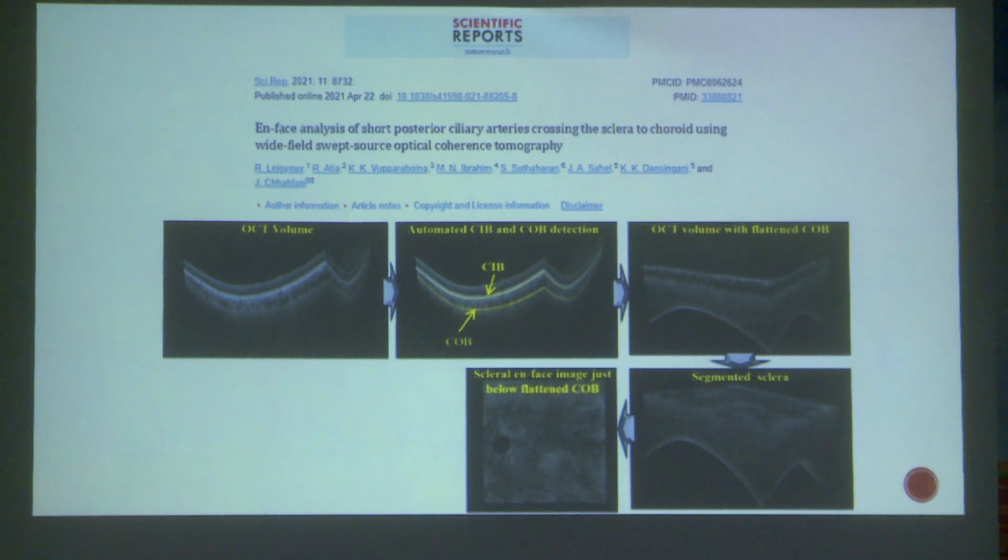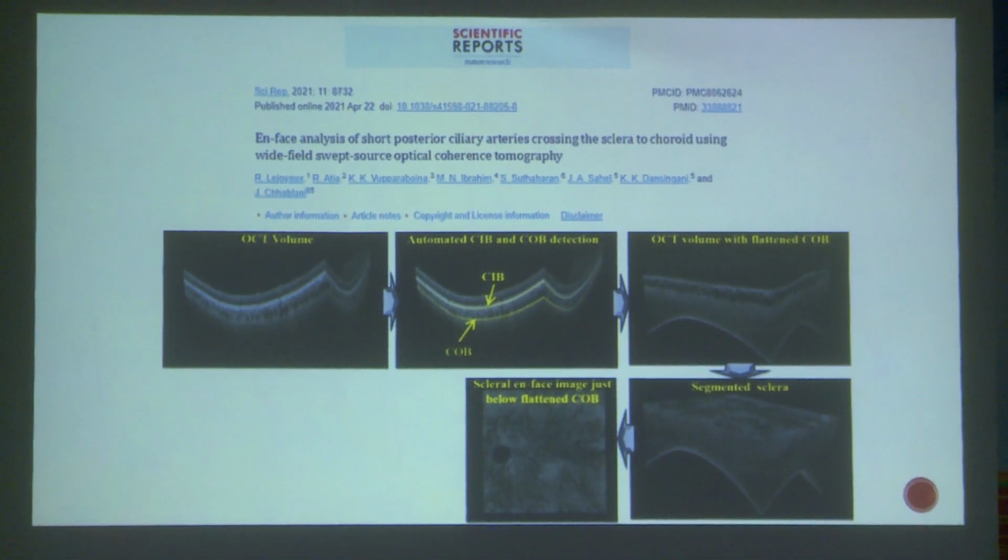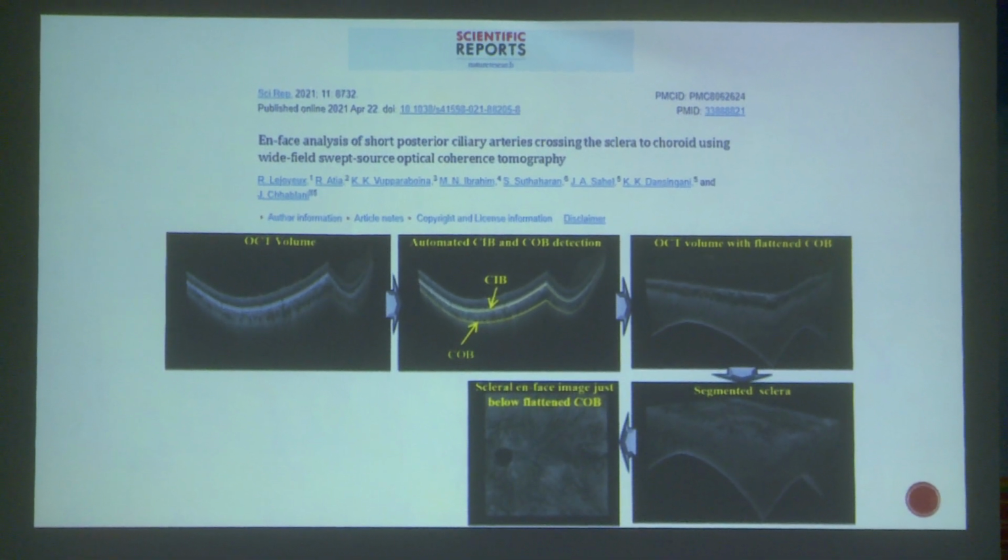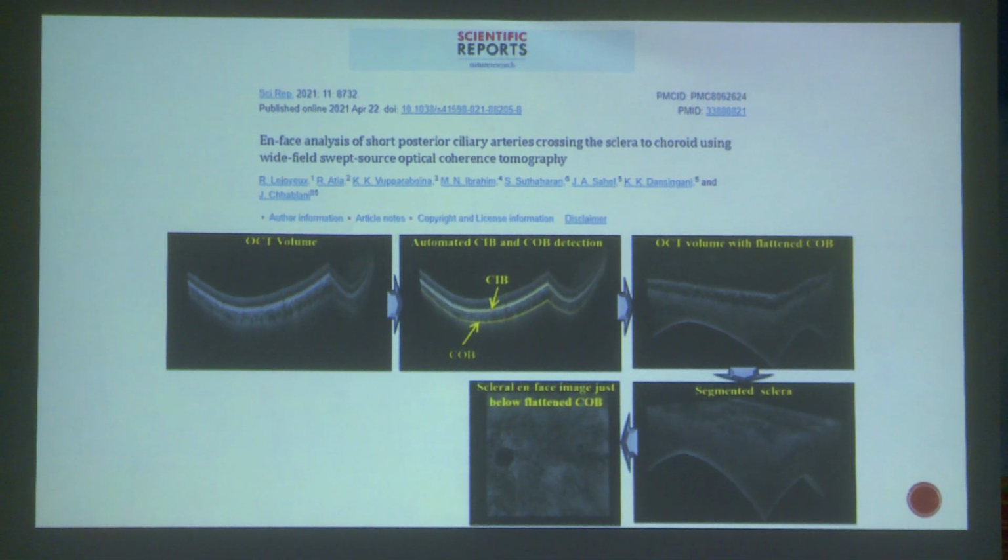So on the left side, we see that there is an OCT volume scan. From there, the software could detect the choroidal inner boundary and the choroid outer boundary. Subsequently, flattening of the choroidal outer boundary was done. And with that, we could obtain the scleral en-face images just below the flattened choroidal outer boundary.